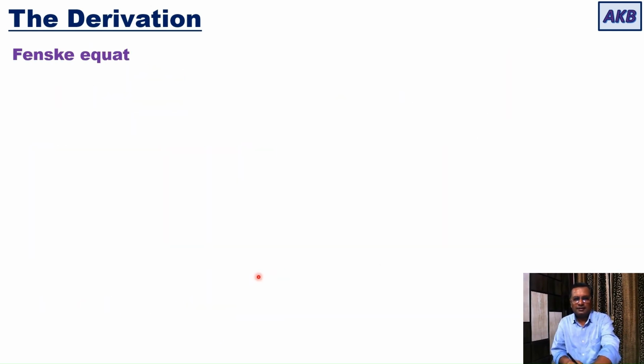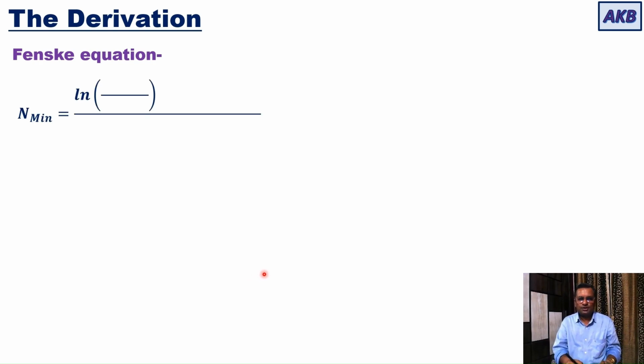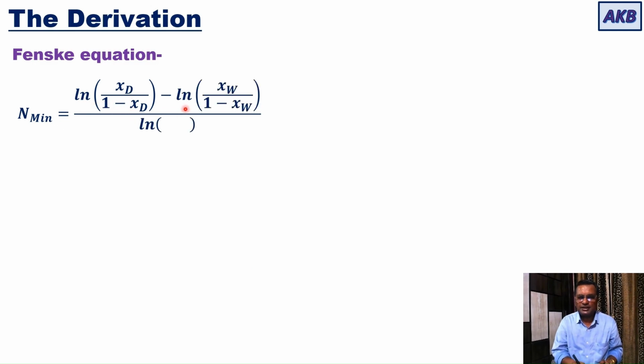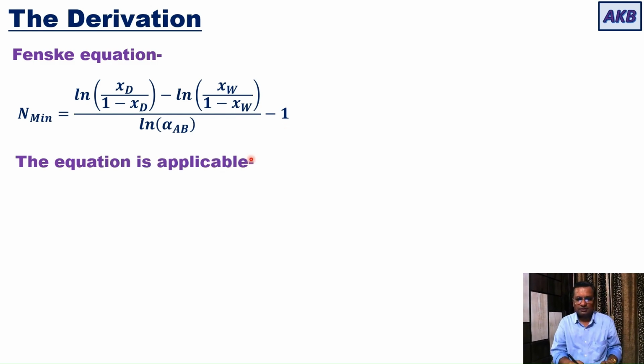Then the Fenske's equation, let me talk more about it. So we just got the equation. It is L minimum is equal to Ln of xd upon 1 minus xd, that is equal to Ln of xw upon 1 minus xw divided by Ln of alpha AB minus 1. Now this equation, first, you can use this equation when the components can form ideal solutions.